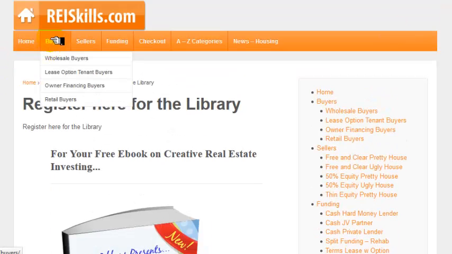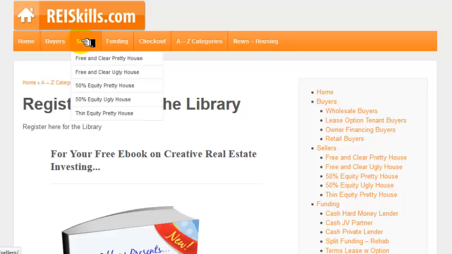Now, the buyers. We've got four kinds of buyers that we deal with. We have wholesale buyers, lease option tenant buyers, owner financing buyers, and retail buyers. Retail are retail loan buyers, like FHA and conventional loan buyers for rehab. Owner financing buyers are seller carry, and lease option tenant buyers are for rent to own, lease options. And wholesale buyers are the investor buyers that pay all cash, and they're going to do a double closing.